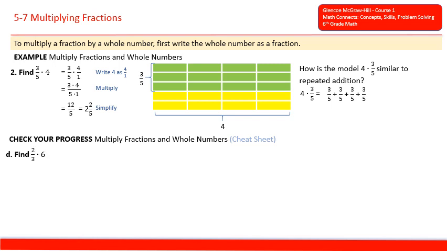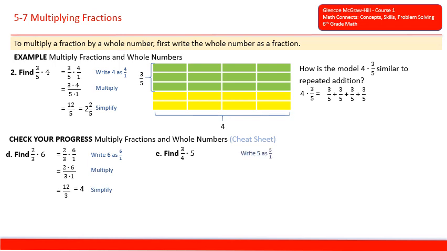Multiply fractions and whole numbers. So we have 2/3 times 6. First thing we're going to do is convert the whole number into an improper fraction, 6/1. 2/3 times 6/1 is going to be the same as 2 times 6 over 3 times 1. If we multiply, we get 12/3, and then simplify, we get 4. 12 over 3 is the same as 4/1, or 4.